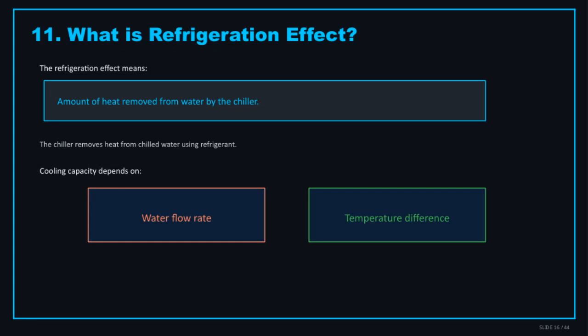Let's talk about what affects cooling capacity. It really boils down to two things: the temperature difference and the water flow rate. The chiller works by pulling heat out of the chilled water, using refrigerant to do the heavy lifting. The amount of heat it removes is what we call the refrigeration effect. In simple terms, it's the measure of how much heat the chiller can take away from the water. That's the heart of refrigeration.